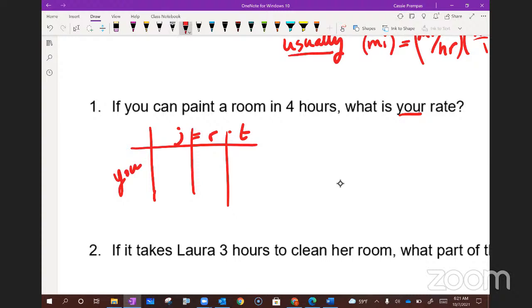And I can fill in pieces that I have. So first of all, what is your rate? That's what I'm looking for. So I'll call this R. You're going to see some subscripts in this lesson. So this would be R sub Y, which represents the rate of you.